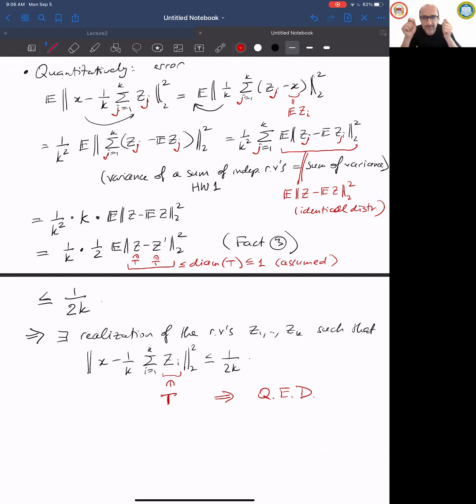Any confusion? Is the last step also clear? How we went from the probability statement to the deterministic statement? Yeah, the probability statement again is that the expected value is less than, let's say, 10. Therefore, there exists a realization, a value from the variable, that's less than 10.